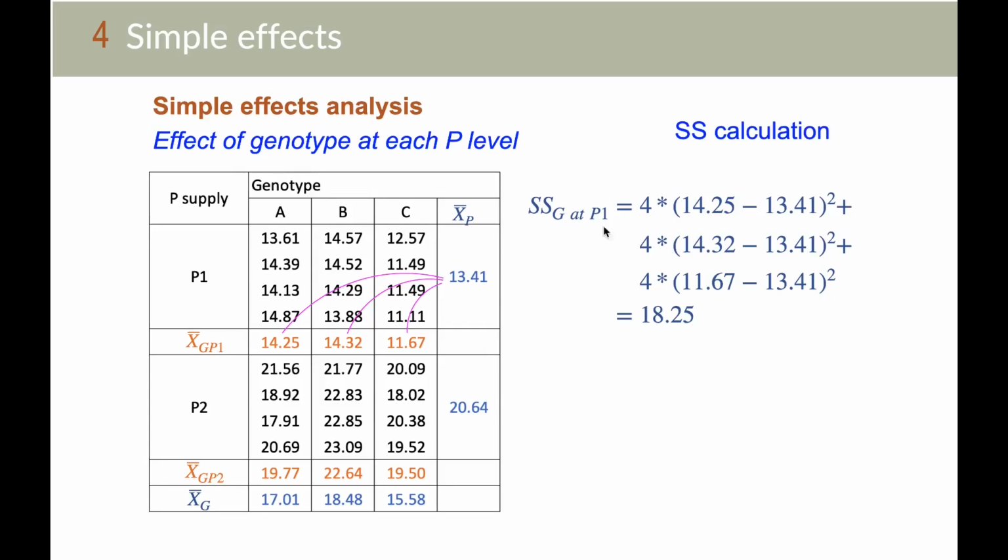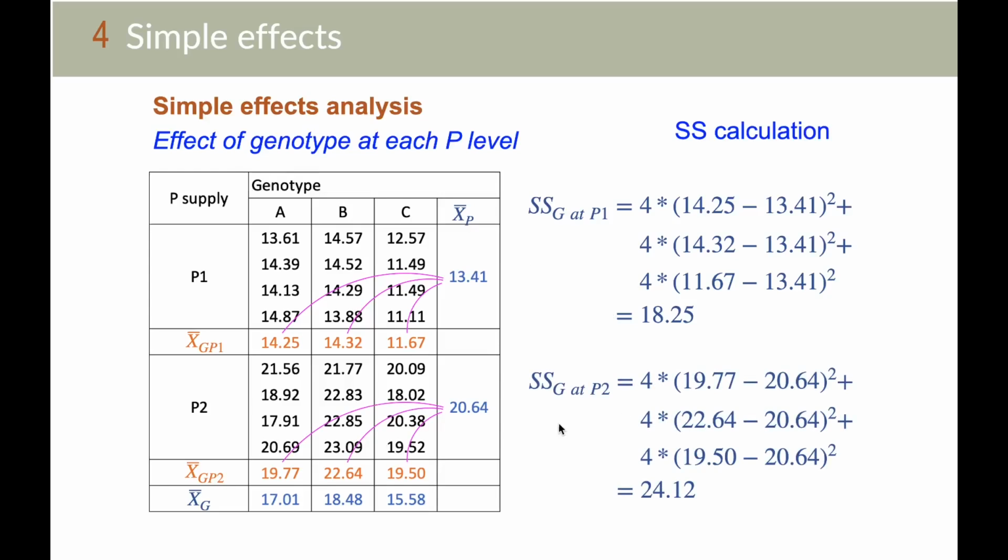4 is the number of observations in each group, and 14.25 is the mean value of observations in genotype A, and 13.41 is the mean value of the whole group. And similarly, we can calculate for genotype B and genotype C. And in the same way, we can calculate the sum of squares for genotype at phosphorus level 2.